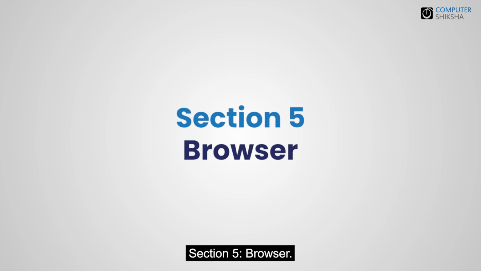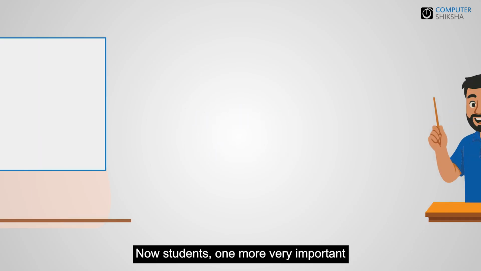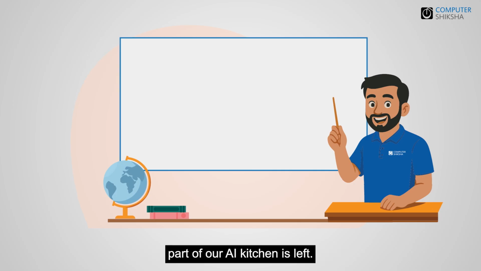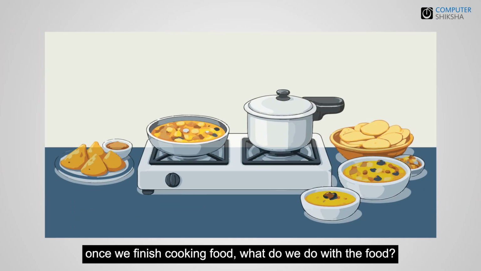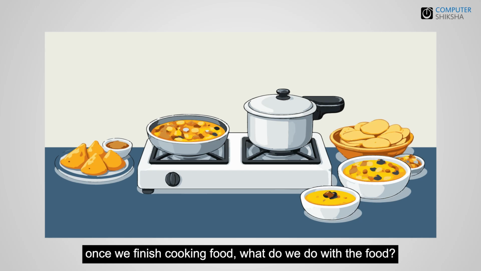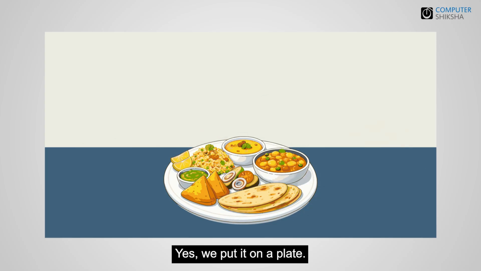Section 5. Browser. Now students, one more very important part of our AI kitchen is left. It is called the browser. Once again, let's go back to our kitchen example. Can you tell me, once we finish cooking food, what do we do with the food? Yes, we put it on a plate.